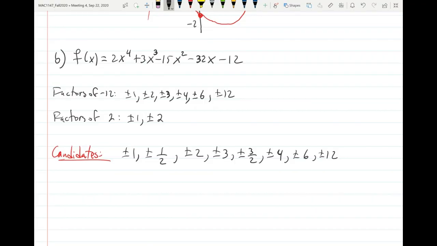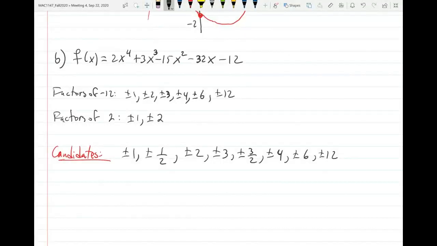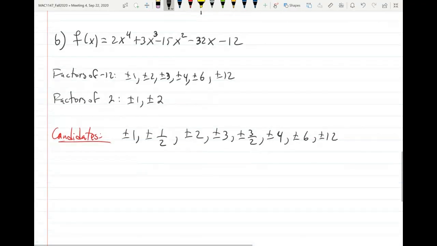So how many candidates do we have? 1, 2, 3, 4, 5, 6, 7, 8. So we have a total of 16 candidates, right? Because each of these guys, they come positive and negative. So, even though 16 seems like a big number, it's actually nice. It's better than infinity, right? At least we have something to look at. Before you look at the polynomial, you have no idea what to do. Now we know what to do. It's just that it may take us a while.